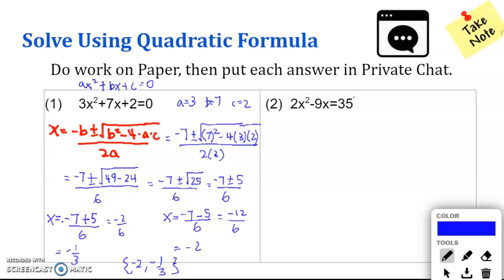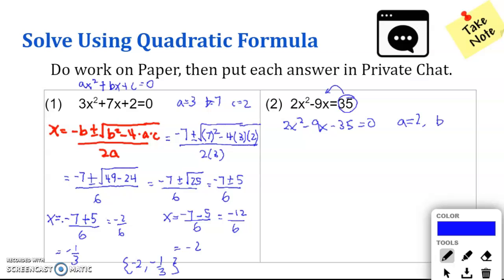So we need to bring this 35 to the other side by taking the negative of it, or negative 35. So that becomes 2x squared minus 9x minus 35 is equal to 0. That means a, the number that is being multiplied to x squared, is 2.